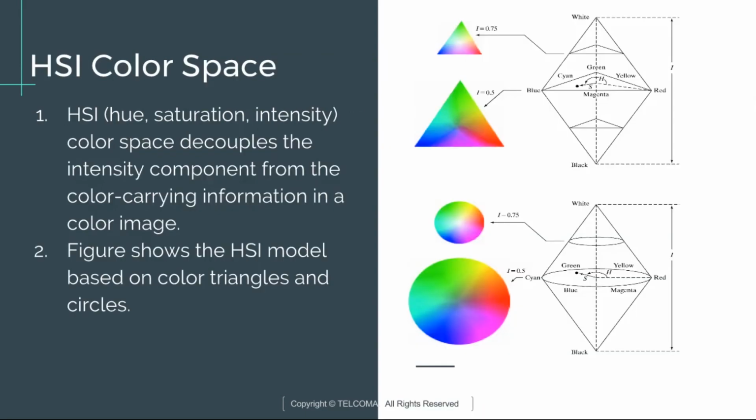Next is HSI color space. HSI is hue, saturation, intensity. Color space decouples the intensity component from the color carrying information in a color image. Figure here shows the HSI model based on color triangles and circles.